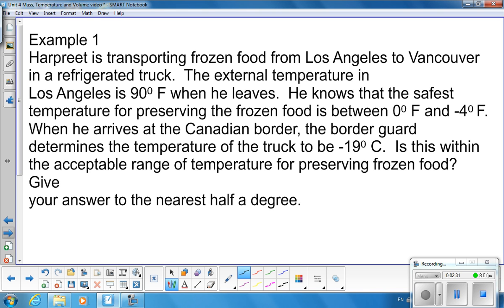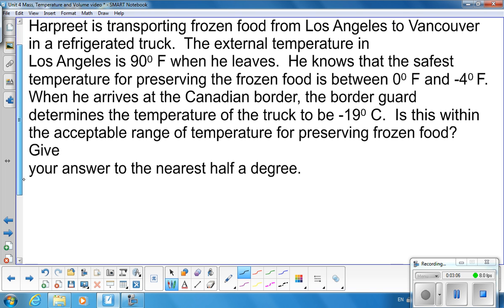Harpreet is transporting frozen food from Los Angeles to Vancouver in a refrigerated truck. The external temperature in Los Angeles is 90 degrees Fahrenheit when he leaves. He knows the safest temperature for preserving the frozen food is between 0 degrees Fahrenheit and -4 degrees Fahrenheit. When he arrives at the Canadian border, the border guard determines the temperature of the truck to be -19 degrees Celsius. Is this within the acceptable range of the temperature for preserving frozen food? Give your answer to the nearest half degree.